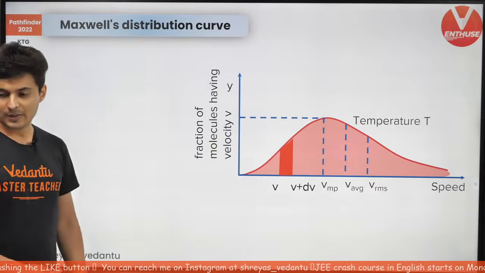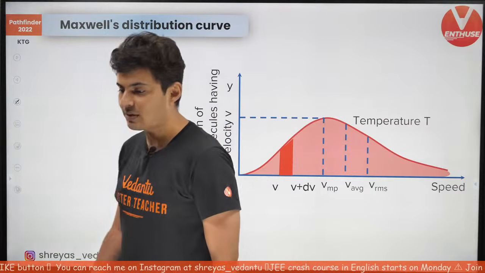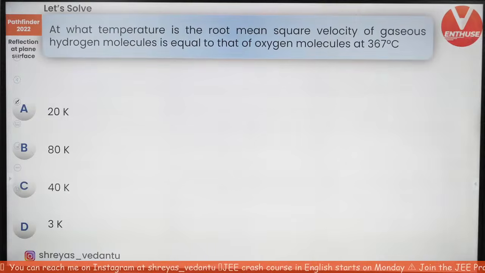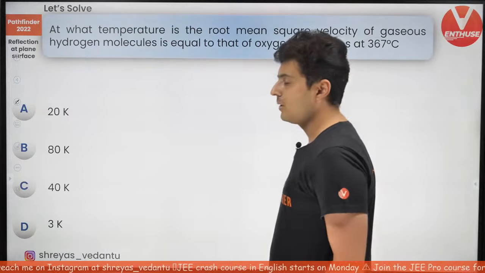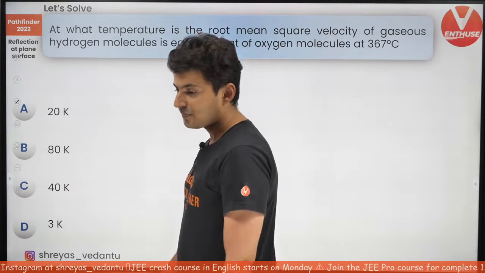Are you guys clear? Very good, Selva. Yes, root mean square is the biggest, and let's get moving to the first question on these concepts.